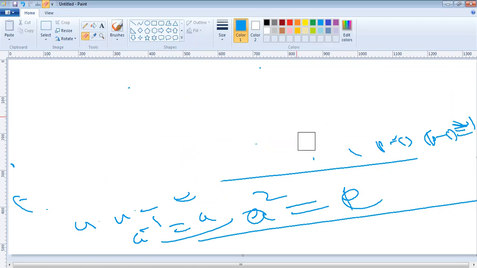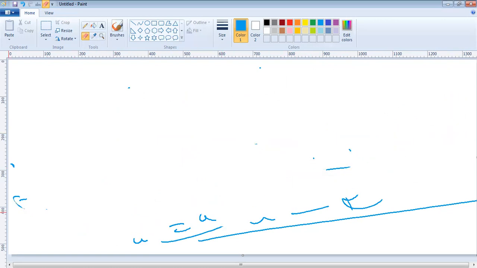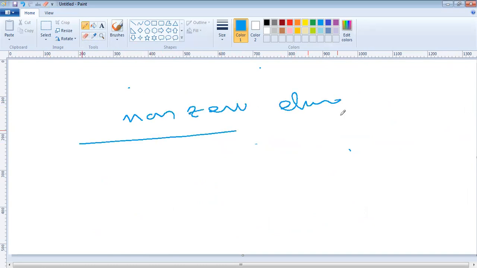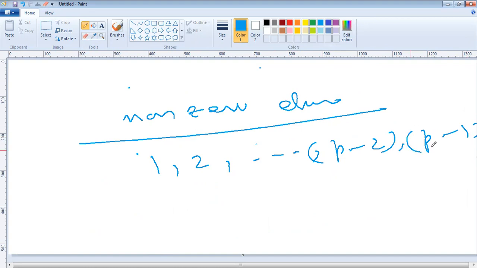These are the only elements from the field ZP which are inverses of themselves. All other non-zero elements will also have a multiplicative inverse, but the multiplicative inverse will be a different element. I mean to say, as I had ZP and non-zero elements from 1 to p minus 1, and as I took p as odd, p minus 1 was even.